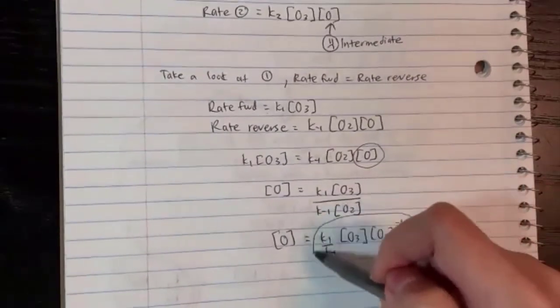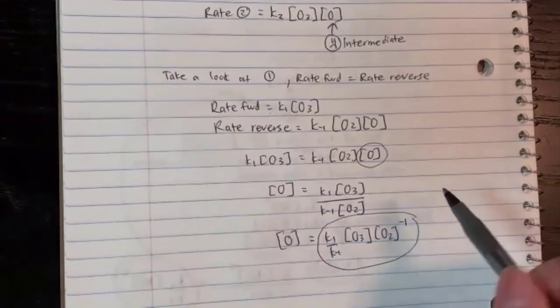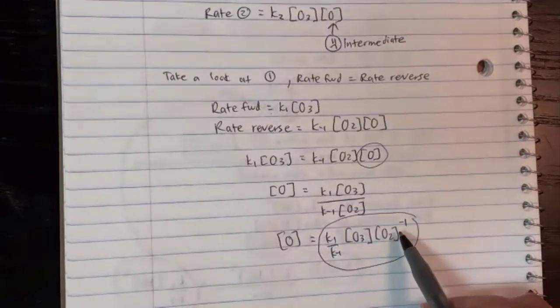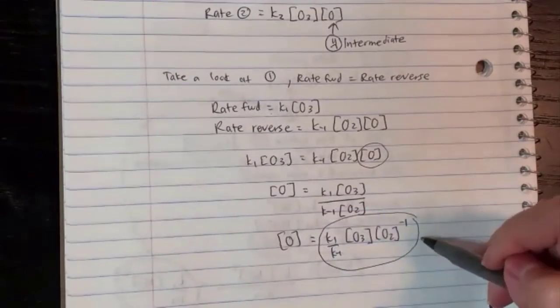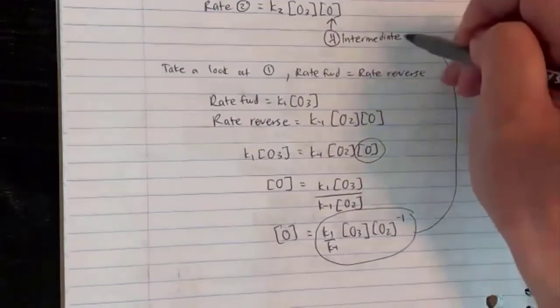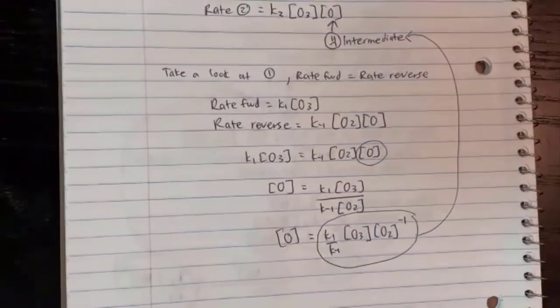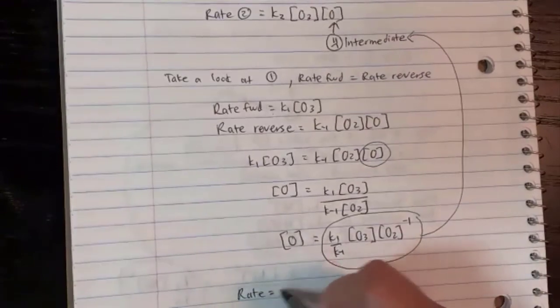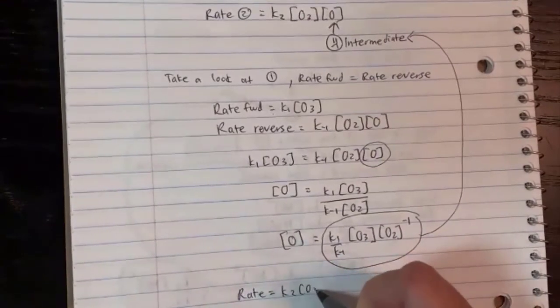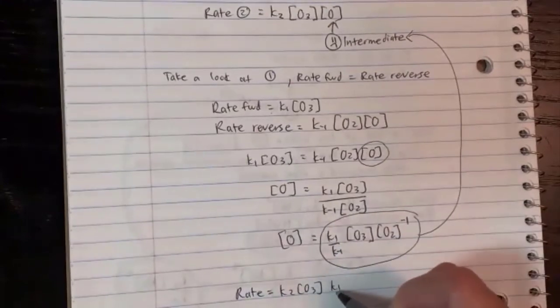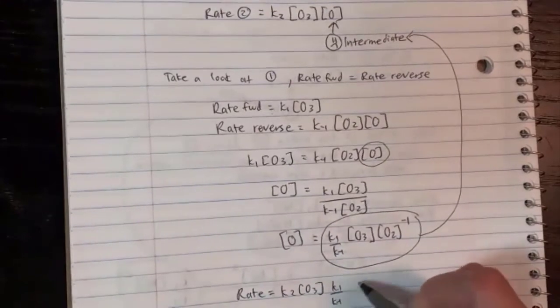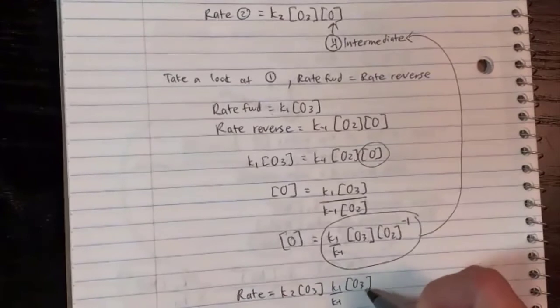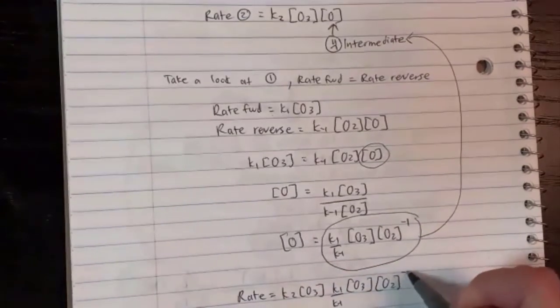You take this term here. The reason why it's to the power negative 1 is because it's a product, it's on the bottom. So now we take this and put it over here. Okay, so now the rate equals K2 O3 times K1 over K minus 1, O3, O2 negative 1.